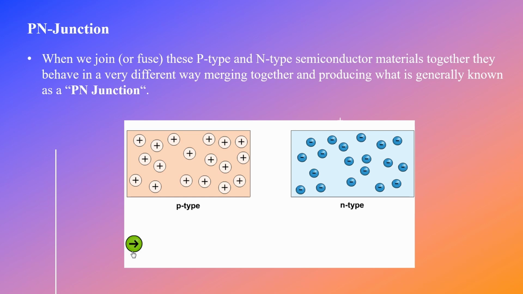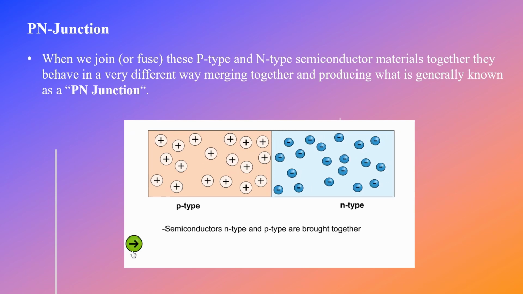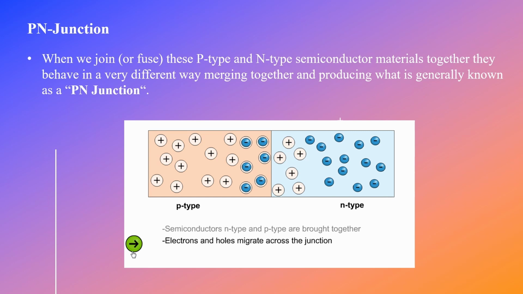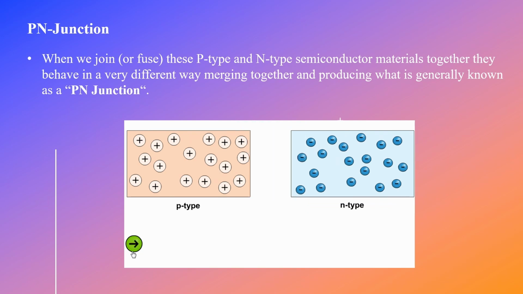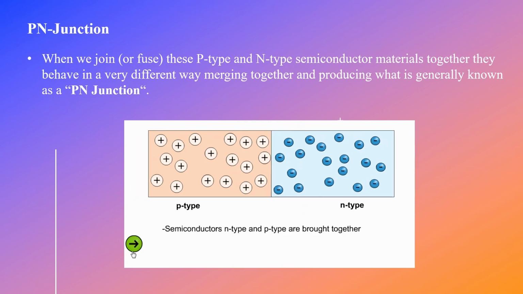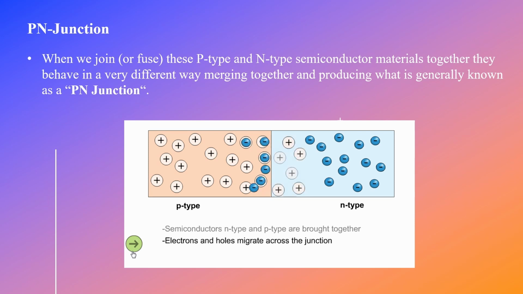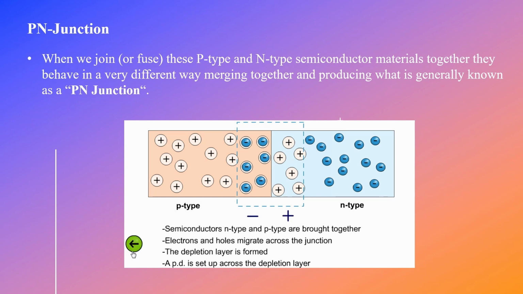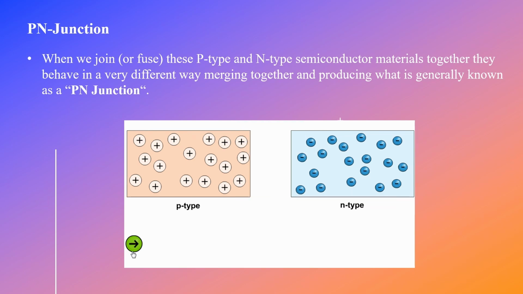When they are fused together, the electrons from the N-type semiconductor start to migrate to the P-type semiconductor, whereas the holes from the P-type semiconductor start to migrate to the N-type semiconductor. This happens until the threshold limit is reached, or in other words, when the semiconductors stop accepting the charge carriers. This threshold level forms a potential barrier, which is also known as a depletion layer, shown by the blue dashed line.